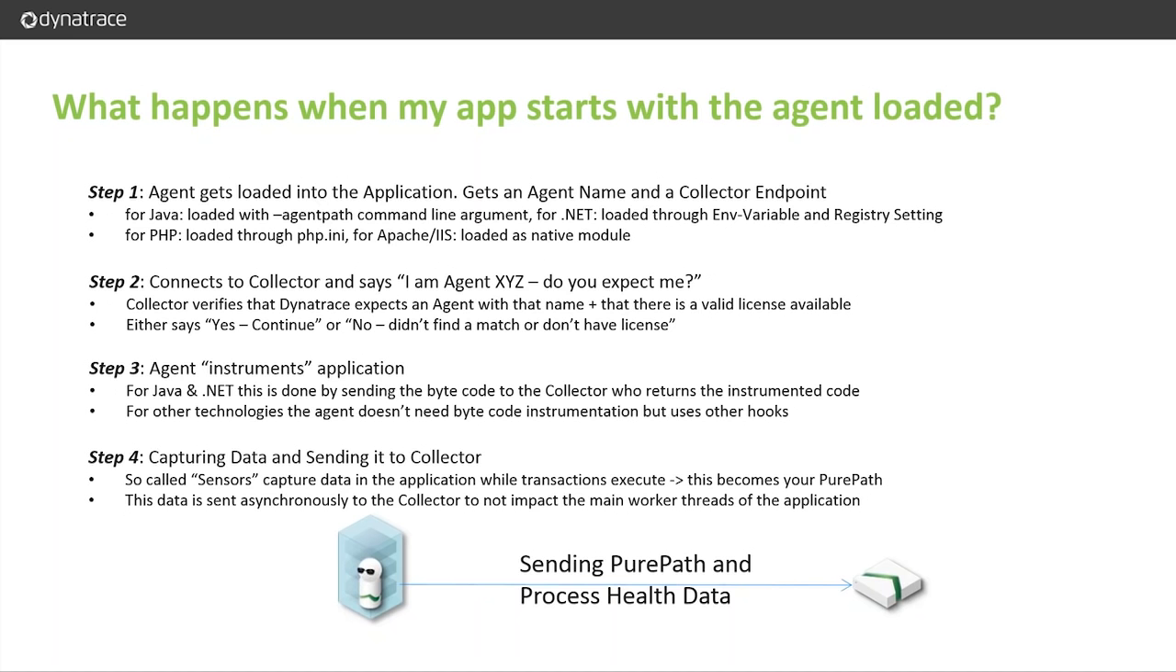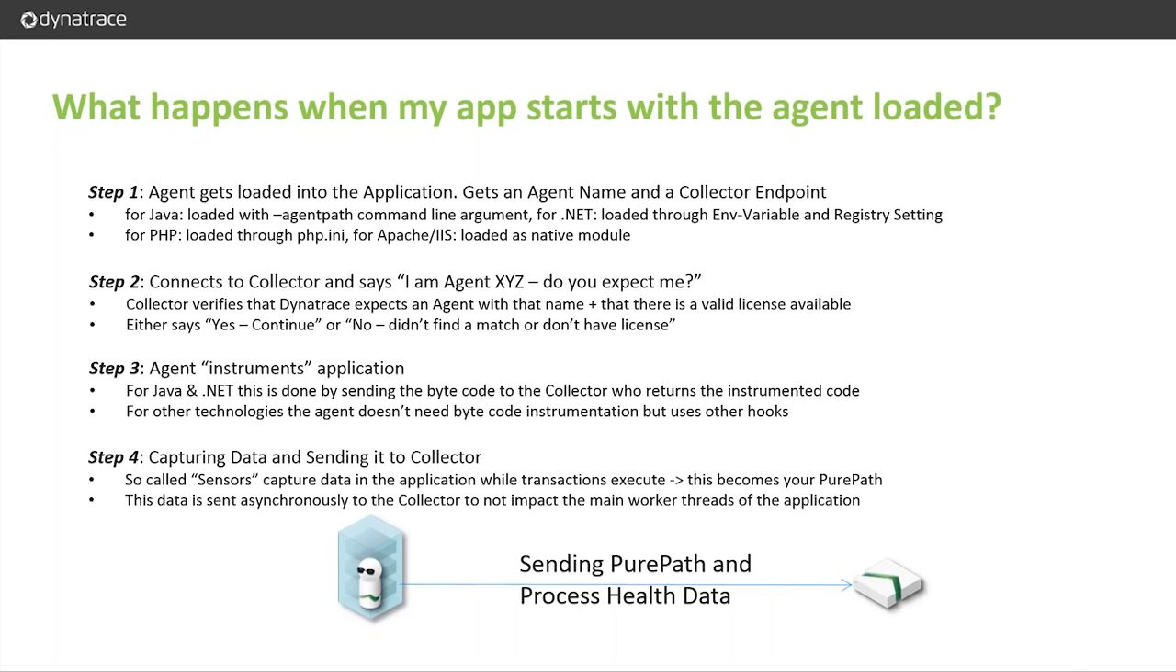We call the data that we capture sensor data. These are events, and then eventually it becomes the PurePath. And the PurePath is our, I would say, golden ingredient to Dynatrace. It is the end-to-end transaction that is automatically enabled for you end-to-end over multiple hops.